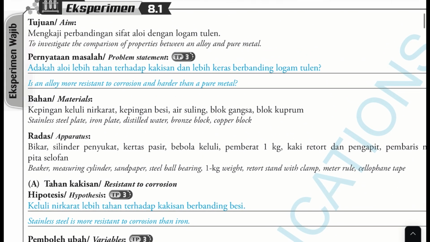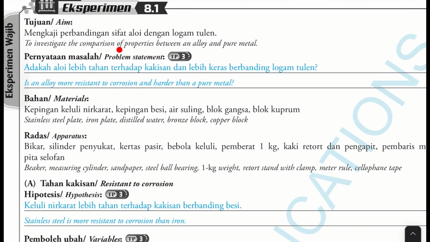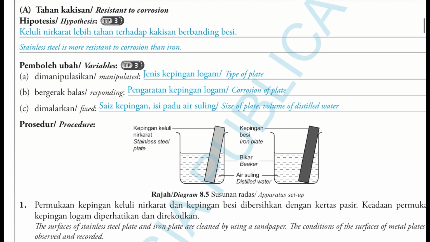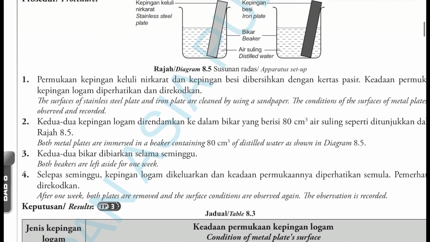Okay, if we do this experiment to investigate the comparison of properties between alloy and pure metal, okay, problem statement, is an alloy more resistant to corrosion and harder than a pure metal? So we will use this material and apparatus. Okay, resistant to corrosion, the hypothesis, stainless steel is more resistant to corrosion than iron. So variables, the manipulated is type of plate, responding is corrosion of plate, fixed is the size of plate, volume of distilled water. So this is the procedure.